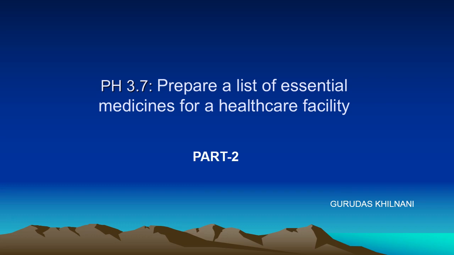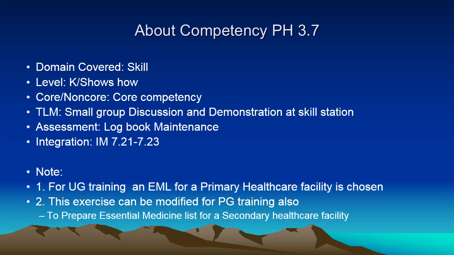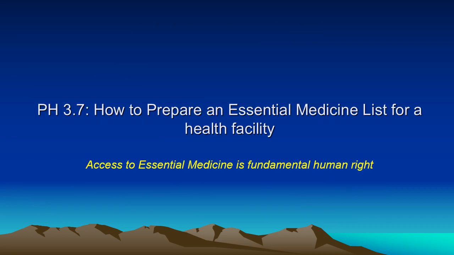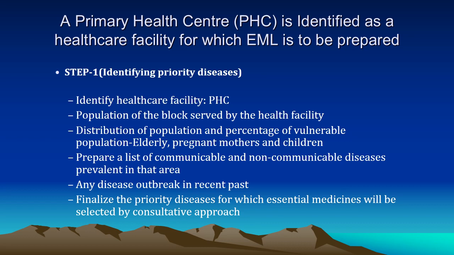Hello everyone. In part 1 of this competency PS 3.7, I discussed the K component of the essential medicine and essential medicine list. In this part 2, I shall be discussing how to prepare an essential medicine list for a primary healthcare facility. Now, identify a primary health center for undergraduate training and a secondary healthcare center for postgraduate training.